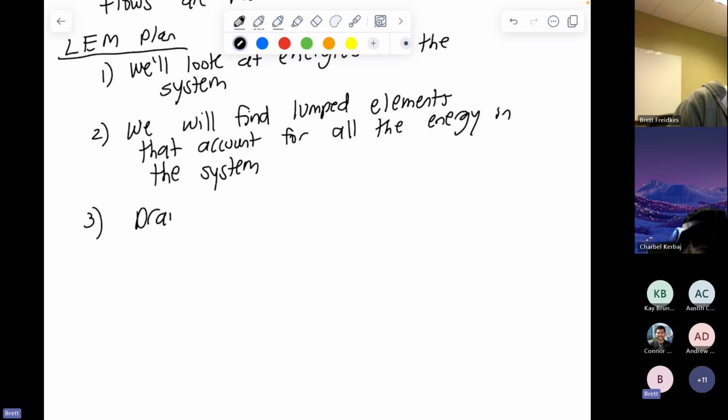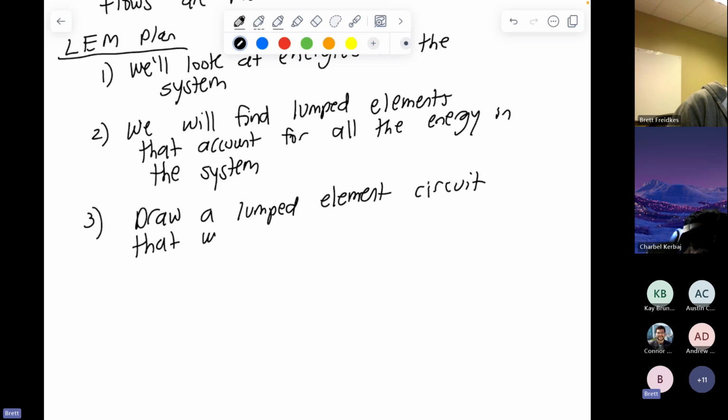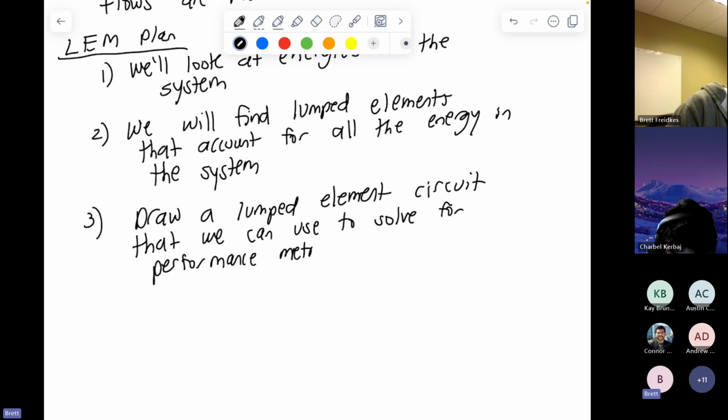After we can draw a lumped element circuit, we can use that to solve for performance metrics. And this will be in terms of variables. You'll have some diaphragm thickness or tether length or something along those lines, what material it's made out of, if it's made of silicon or something else. What we'll do is draw that circuit, solve that circuit, and we can figure out what the behavior of the transducer will be within 10%.